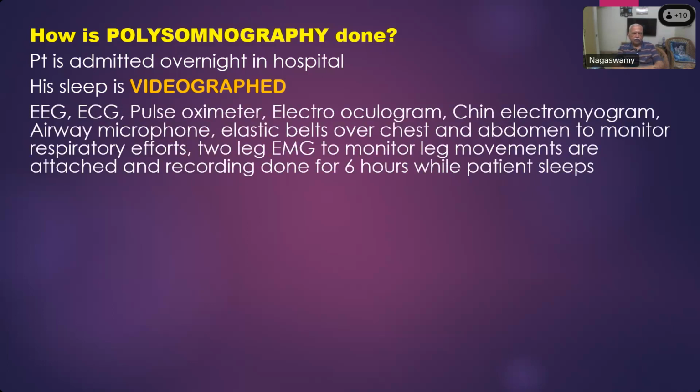Then the monitors that are attached are EEG, ECG, pulse oximeter, electrooculogram. What is the purpose of this electrooculogram? To record the eye movements, to see whether it is rapid eye movement or non-REM sleep. In the earlier class we read about the types of sleep and how it is induced. So there is always a cycle between REM and non-REM sleep. That can be detected only if you attach what is called an electrooculogram.